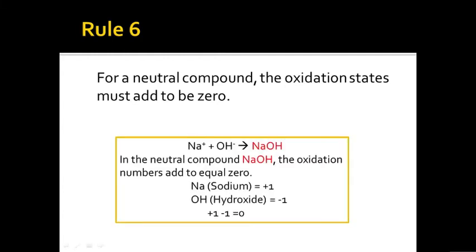In the following reaction, where sodium hydroxide is produced, NaOH is a neutral compound, in which the oxidation numbers add to equal 0. Sodium receives an oxidation number of +1 because it is in group 1 of the periodic table. Hydroxide receives an oxidation number of -1 because this polyatomic ion always has a charge of -1. Sodium's +1 and OH's -1 add to equal 0.